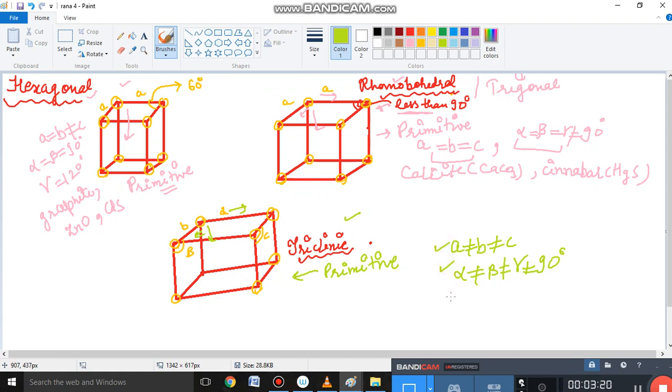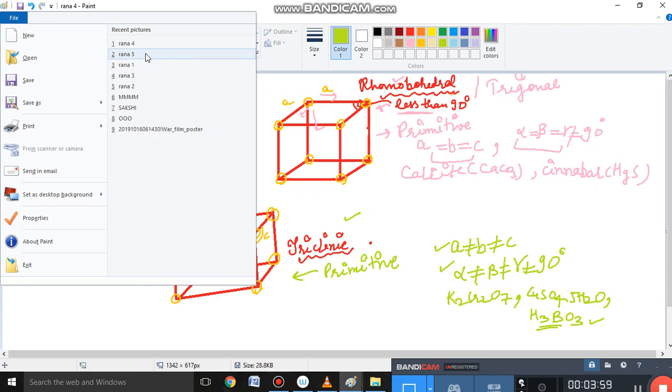Regarding its examples: potassium dichromate, copper sulfate pentahydrate, and H3BO3, that is boric acid. Now we will discuss some more about how many atoms are present in a unit cell.